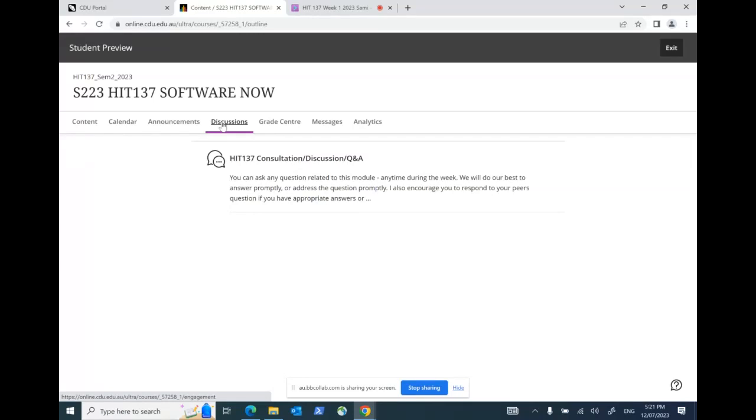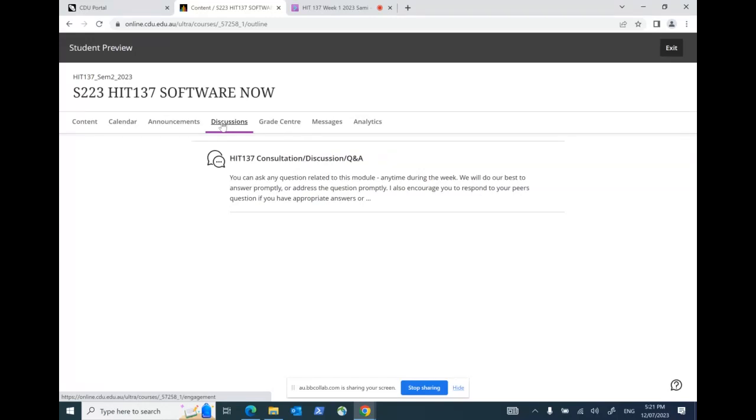Not only about this unit, about all the other units that you have, especially the IT units that you have in the course. Clear, guys? Okay. Now this particular HIT 137 consultation discussion board we have created is related to your week 1, week 2, week 3 work. If the message is specifically about your programming, for example your coding, you put those things over here. If it is very basic or general, you go to the messages. So this is the distinction.